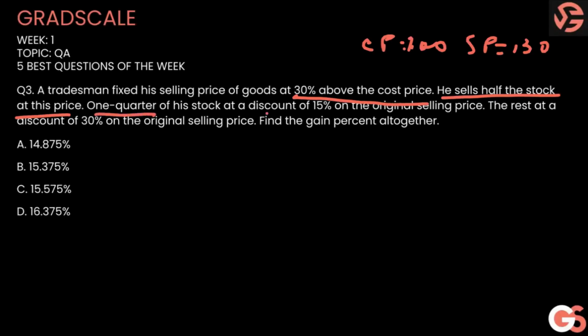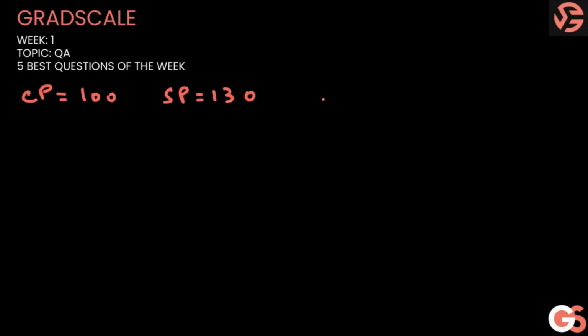1/4 of his stock at a discount of 15% on the original selling price. The rest at a discount of 30% on the original selling price. Find the gain percent altogether. So let us again assume that the total quantity of stock is equal to 4x. So basically this has been done for ease of calculation. You can understand that after I write the next statements.